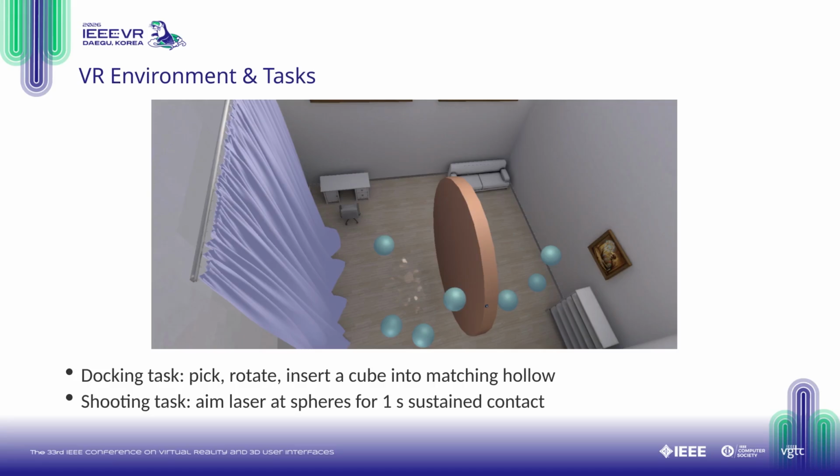We used two tasks. The docking task required participants to pick up a cube, rotate it to align the marked face, and insert it into a matching hollow on the wheel panel. 3 trials per condition. This tested sustained hand-eye coordination, mental rotation, and precision alignment under altered egocentric pitch. We measured completion time and positional accuracy.